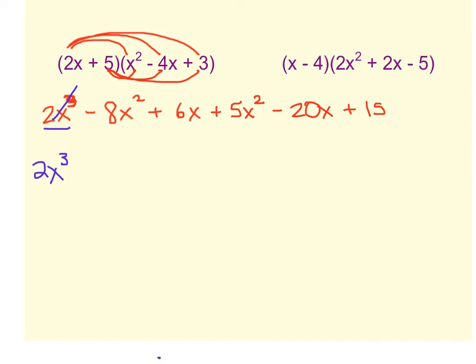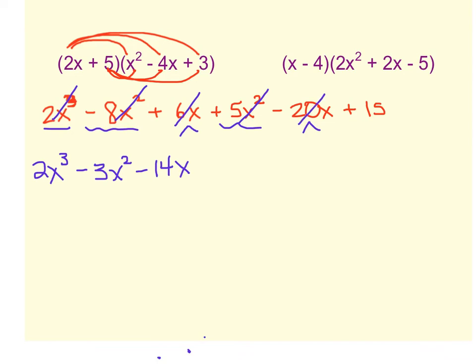Now look for your x squares. You have a negative 8x squared, positive 5x squared. Combine those and you get a negative 3x squared. I'm done with those. Now look for any x to the first powers. You have a 6x minus 20x. 6 minus 20 is negative 14x.